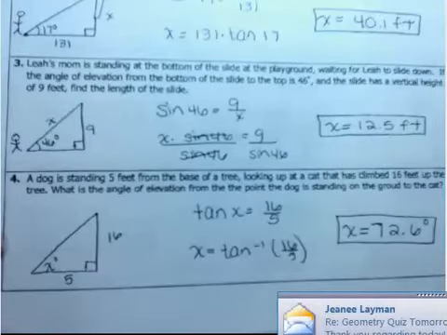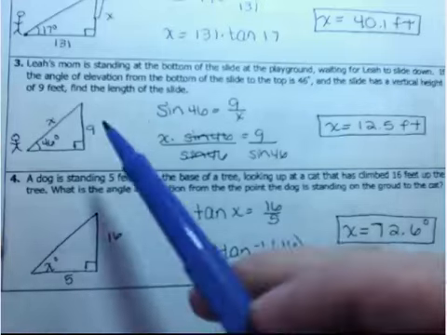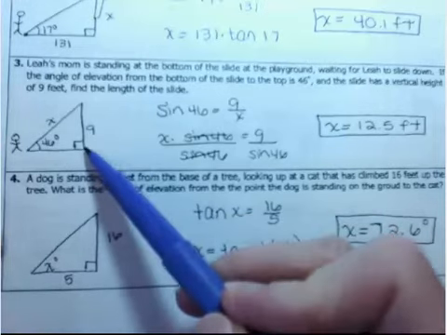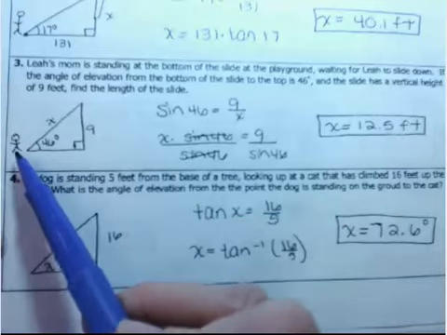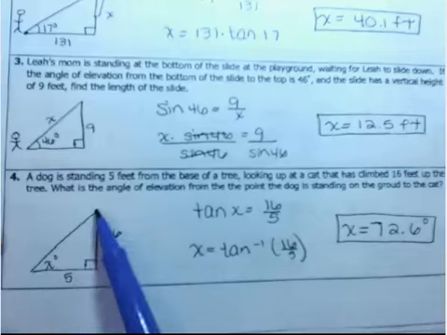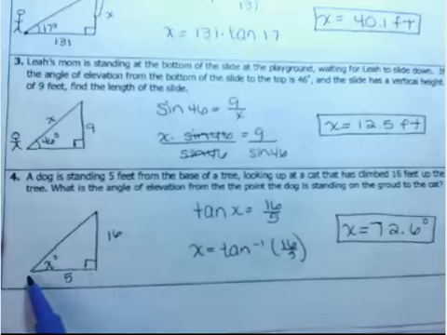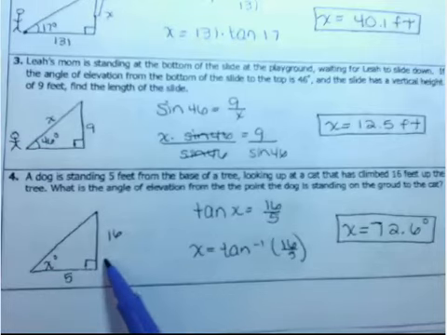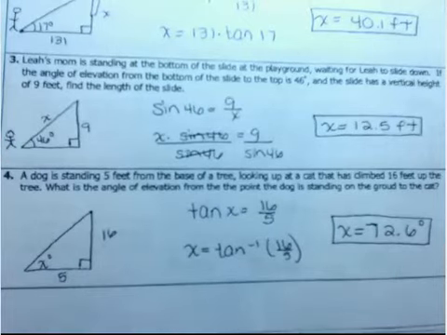Okay, these are the answers for 3 and 4. You just want to think through, the slide is right here. This is the vertical height of the slide. The mom is standing here. And on this one, the dog is here looking up at the cat in the tree. So 5 feet is from the dog to the base of the tree, and the cat is 16 feet up. Our angle of elevation is what we're solving for, so we're going to use an inverse trig function to find the missing angle.